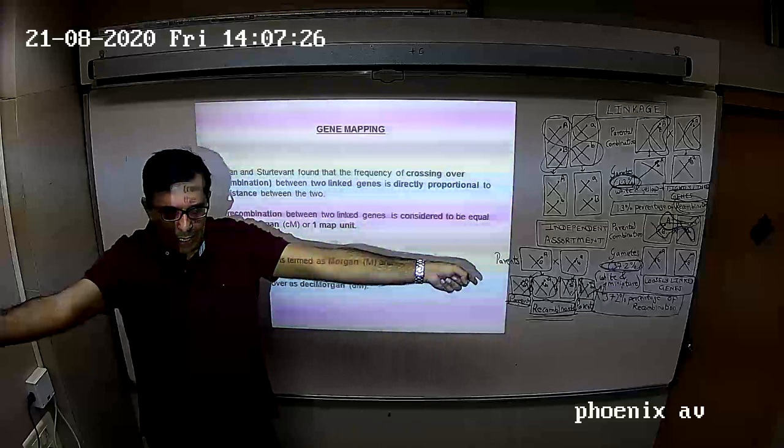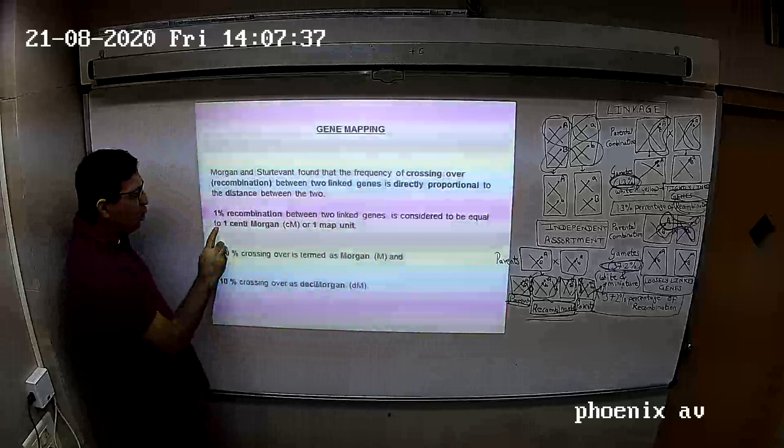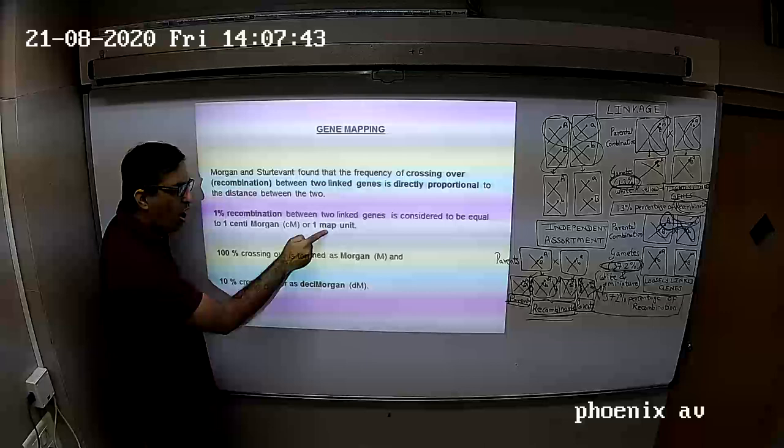And 1% recombination between two linked genes is considered to be equal to 1 centimorgan, CM, or 1 map unit.